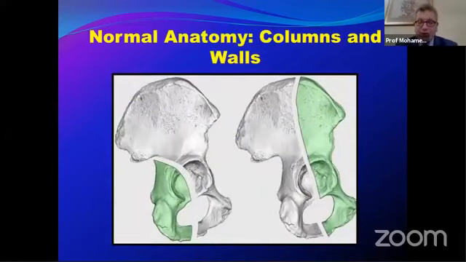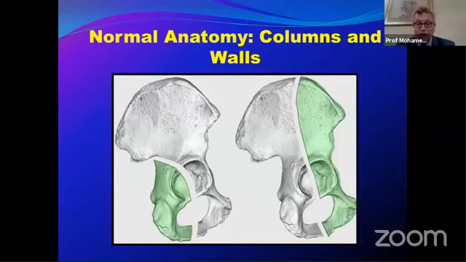The acetabulum is, of course, a very important topic. We all have to understand it first, because the problem with the acetabulum is that most of us do not understand the anatomy and the geometry of the acetabulum. So first I have to understand it before I treat it.